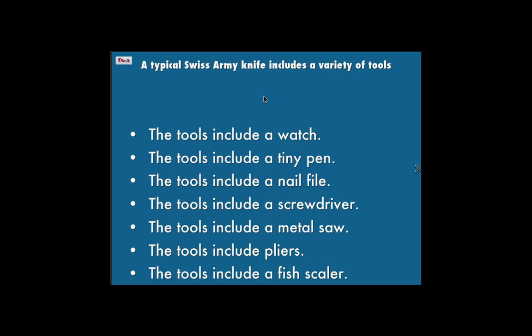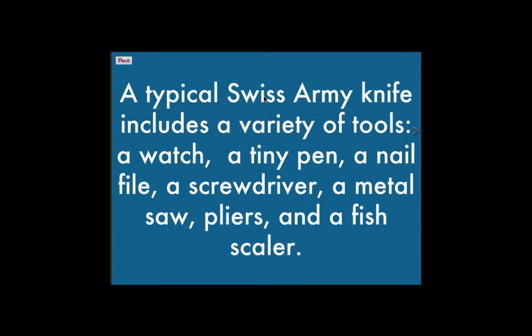Another example I have here will show you how to use an appositive with a colon. A typical Swiss Army knife includes a variety of tools, and then we have all the tools listed. Nobody would probably write these sentences. We might say the tools include a watch, a tiny pen, and so on, but that's how it was in the book. Notice I put a colon after tools, and then I list the different items. Notice also the comma before the "and."